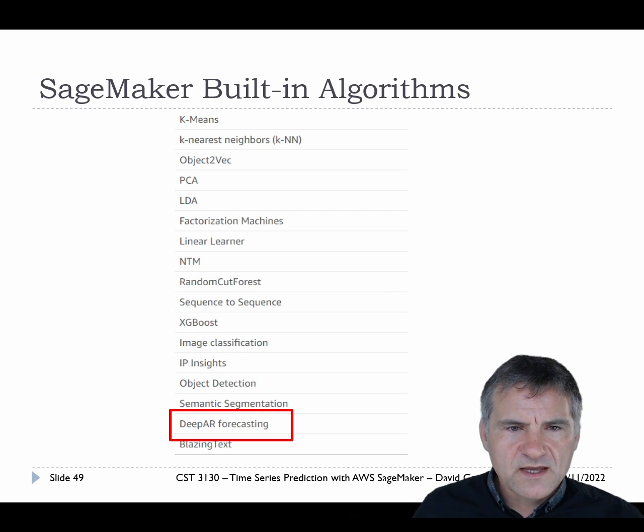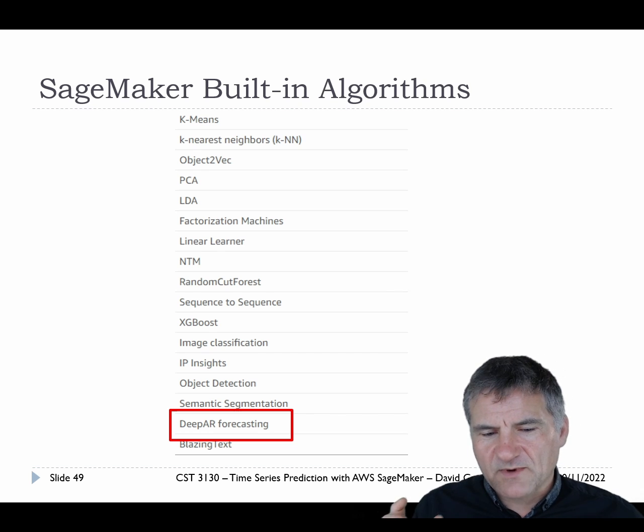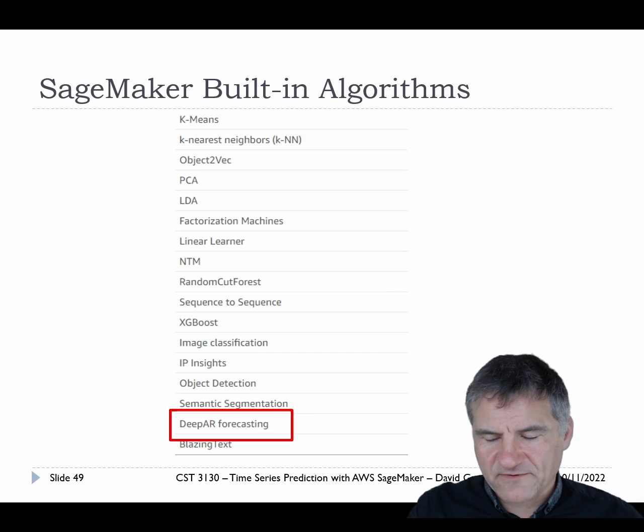Yeah. So when you look at the list of algorithms within SageMaker, there's a whole bunch of them. Yeah, some very useful, I'm sure. And the one we're going to focus on here, because it's designed for time series predictions, is the DeepAR forecasting algorithm. Yeah.